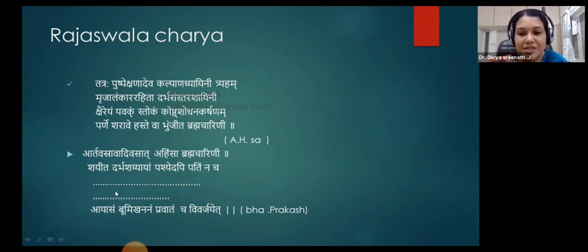In older times, we have to consider that women had to do so many physical works, even in the kitchen. So at that time they were advised certain rest during the Rajaswala time. That is why a particular house was constructed near the house, and there was a resting time for that lady. Ayasam, heavy work like bhumikanana, etc., is contraindicated.